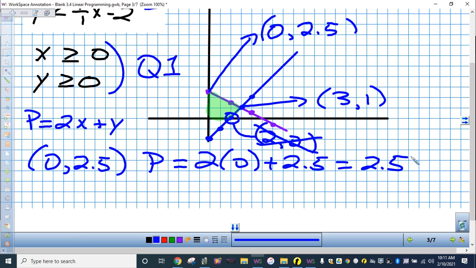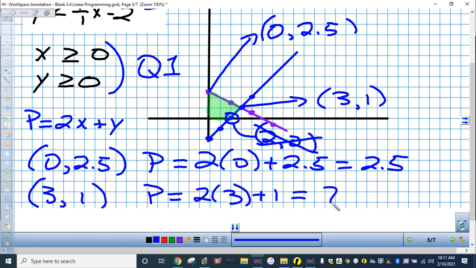Then I'm going to plug in (3, 1). So P equals 2 times 3. I already know that one's going to be bigger. Plus 1. 2 times 3 is 6, plus 1 is 7. And if I plugged in (0, 2.5) again, I would just end up with 2.5 again. So again, think intelligently before you plug these things in so you can save yourself some work.